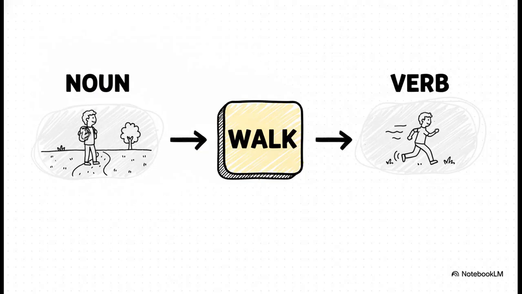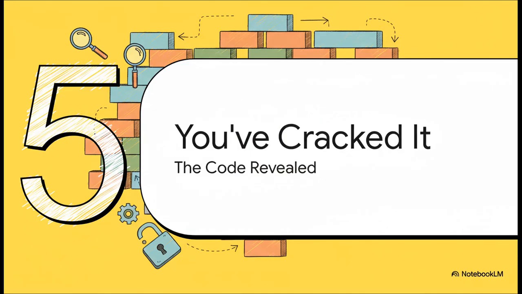We simply take a word that already exists and just decide it can be a different part of speech now. And this just shows that context is absolutely everything. The exact same string of letters, W, A, L, K, can be a noun, let's go for a walk, or it can be a verb, let's walk to the store. The only thing that changed was how we used it in the sentence. Pretty cool, right? So, with all these tools in our belt, affixation, compounding, conversion, we basically have the keys to the code.